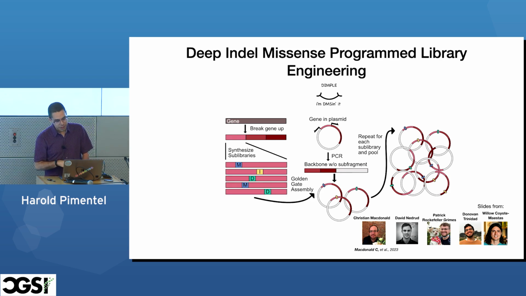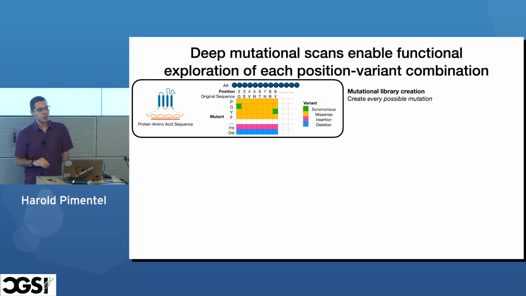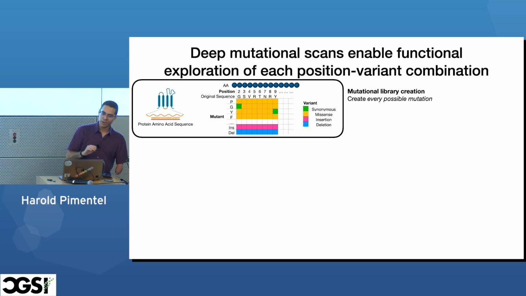Okay, so if you're interested in the technology on how to actually do this, you should totally read this paper. It's in Genome Biology 2020 by Christian McDonald. But the bottom line is you end up with this library where you've created every single genetic variant to amino acid of a specific protein, including every single synonymous variant, every single missense variant, including insertions and deletions.